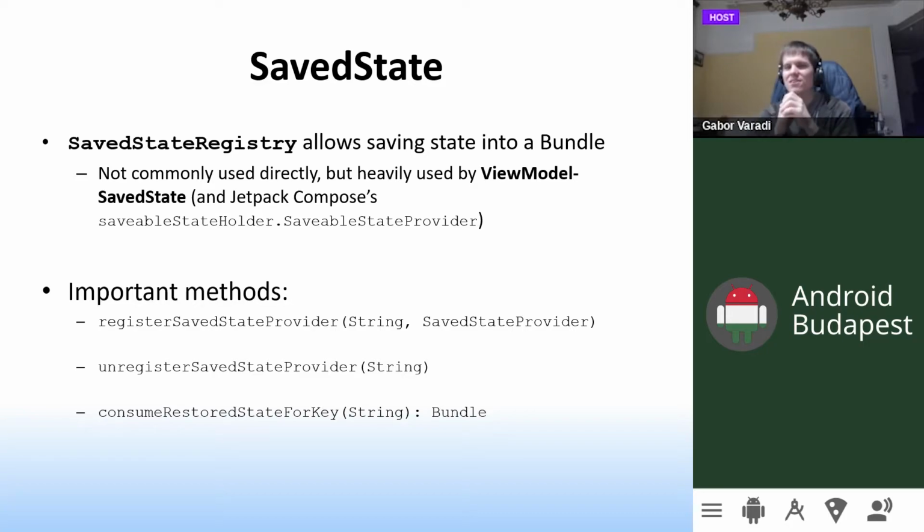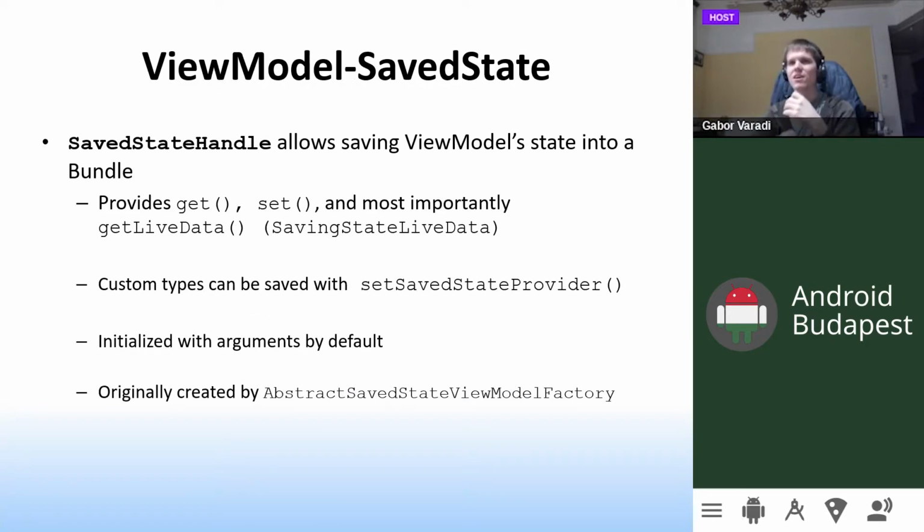And saved state handle, I mean, saved state registry is actually not used that often directly, but the saved state handle uses it. And what's interesting about it is that it essentially lets you hijack the onSaveInstanceState call, and you don't need access to the bundle itself that you are given from that callback. You can instead register for a given key and save your state there. And you can also consume it, but it's called consume because when you call it once, then you will not get it again later.